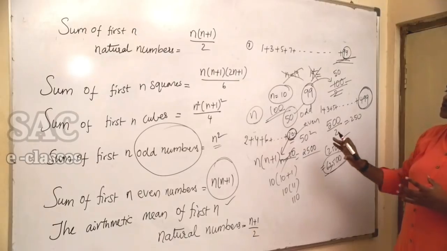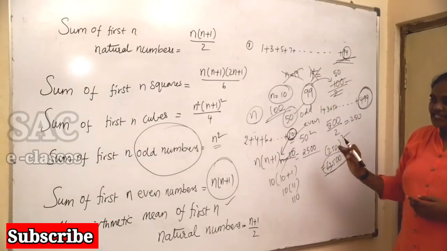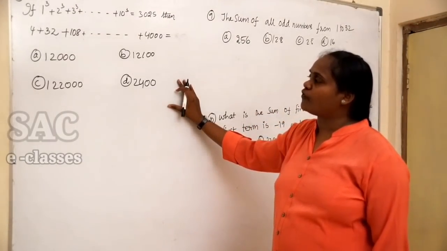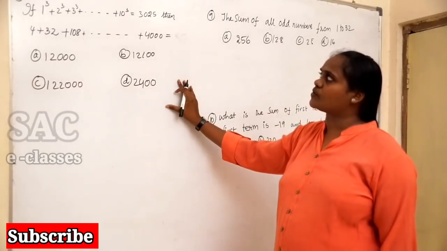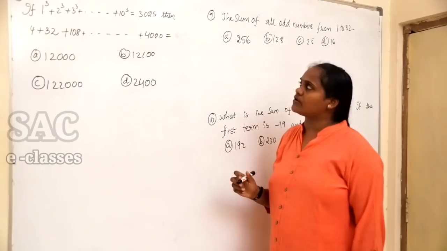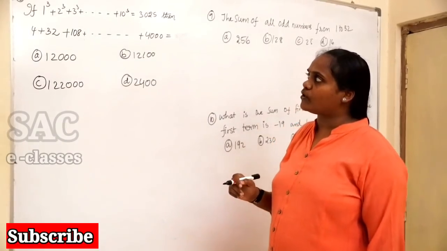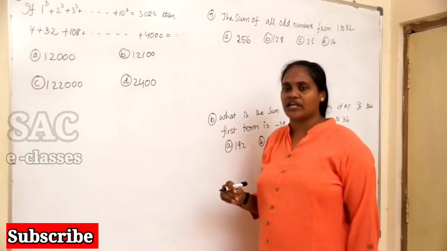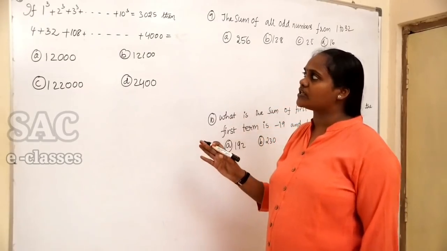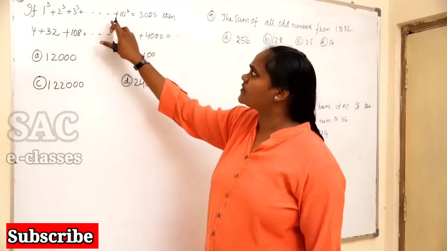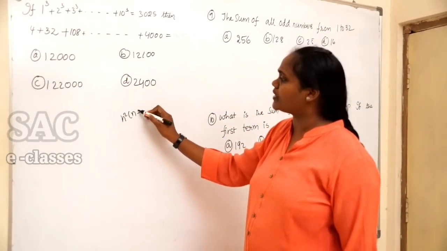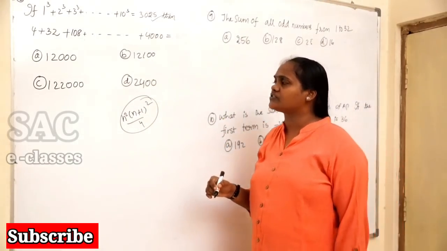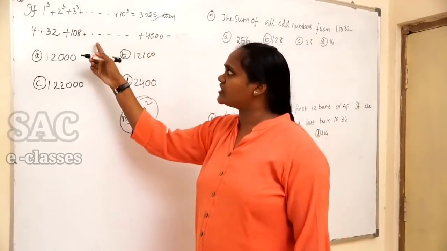And there was one more important PYQ. Let us discuss those briefly now. Observe the 8th problem. If 1 cube plus 2 cube plus 3 cube and so on plus 10 cube is 3025, then find the value of 4 plus 32 plus 108 and so on up to 4000. You know the sum of cubes formula is n square into n plus 1 square by 4, but you don't require that formula, since they have already given its value as 3025. But I should find out this value.